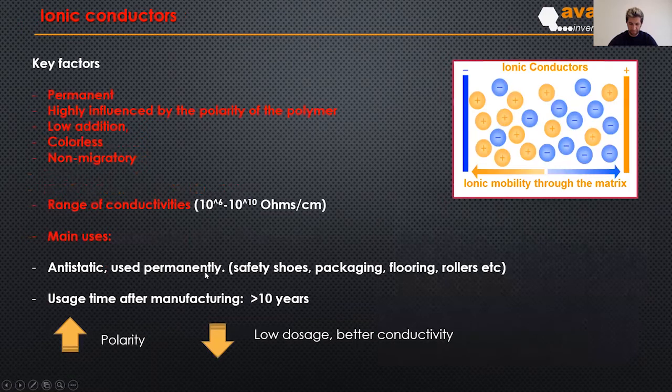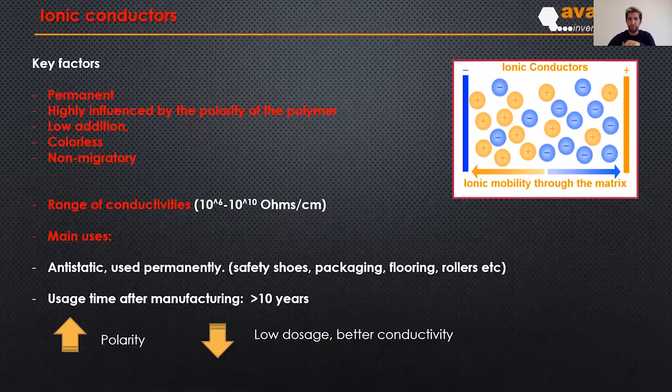If we focus on ionic conductors, I mentioned it, it is a system in which we dissolve the positive and the negative charge inside of the polymer, and the movement of this charge inside of the polymer generates enough conductivity, or enough resistivity, to be in the antistatic range between 10^6 and 10^10. This kind of system has a great advantage: the material is permanent. The conductivity is permanent.